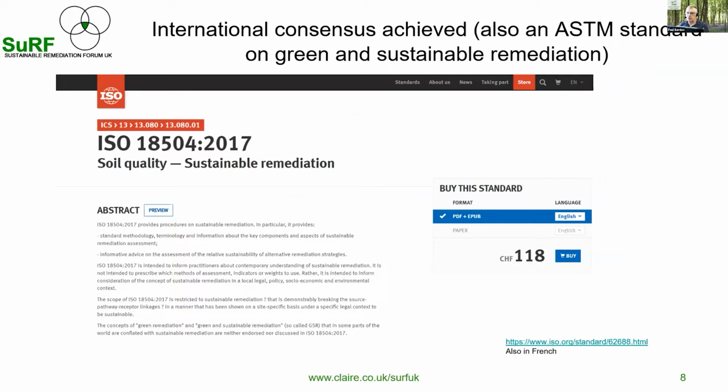Just as we have achieved for risk-based land management, there's an international consensus really on sustainable remediation, which is exemplified in this standard, which was published in December 2017. And although the states are not in ISO, there is a related ASTM standard on green and sustainable remediation. The ISO is available in 2 languages, in English and in French. And I'm reliably told by an Australian colleague that if you buy it from the Australian standards organization, it's a lot cheaper than buying it directly from ISO.